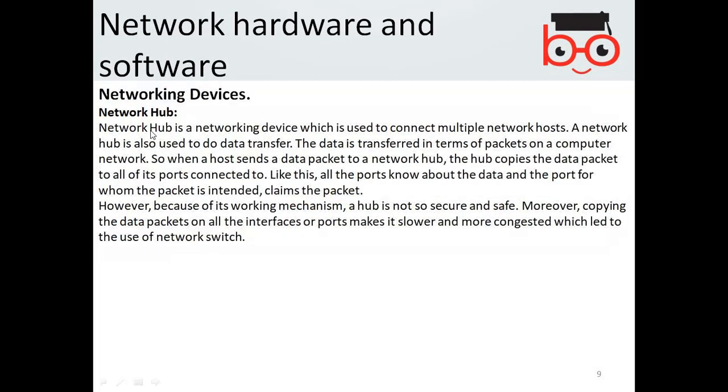Now we start with the device which is called the hub. A network hub is a networking device which is used to connect multiple network hosts. Multiple network hosts means multiple computers. When you say your laptop is connected, it means it is your host. When you say a printer is connected with the network, then it is a host. A network hub is also used to do data transfer.